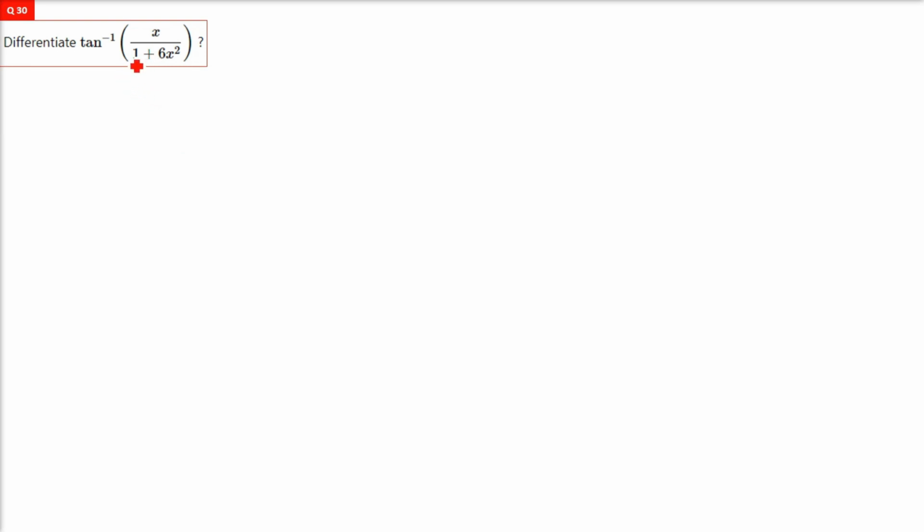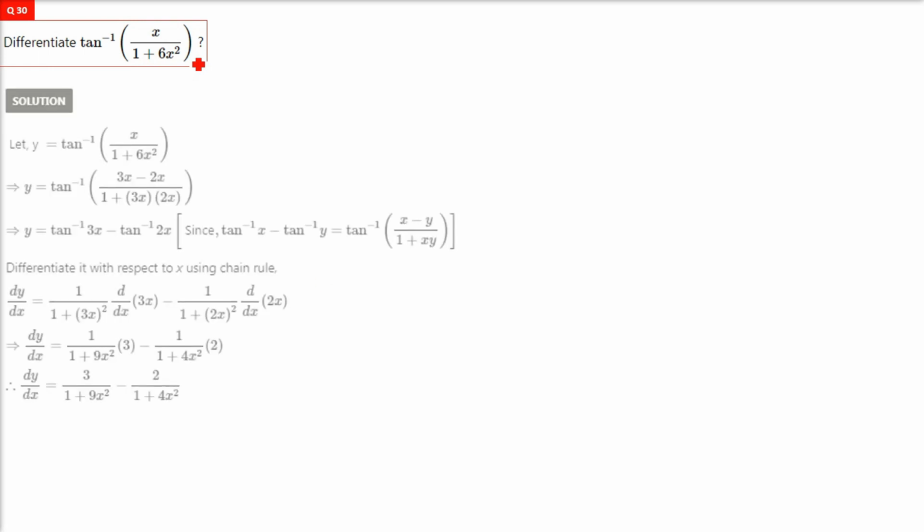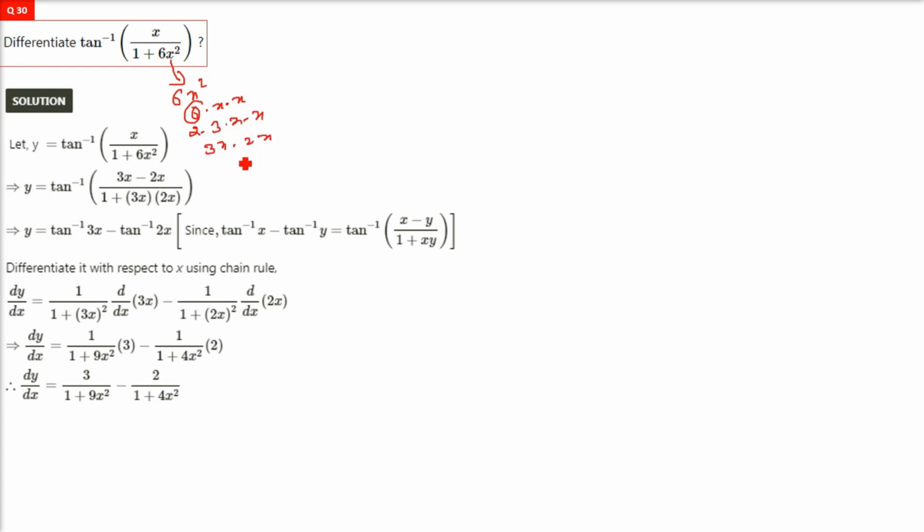Differentiate tan inverse of x by 1 plus 6x square. You need tan inside, or whatever formation you can make, so that you get a tan inverse relation. 6x square is 6 into x into x. 6 can be written as 2 into 3, x into x. So this is 3x into 2x. 3x into 2x is 6x square.